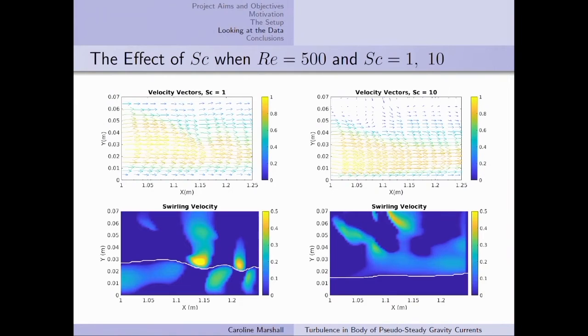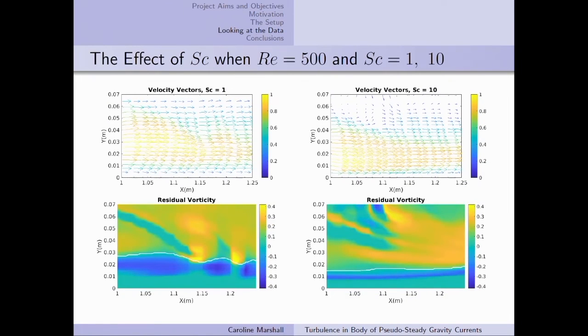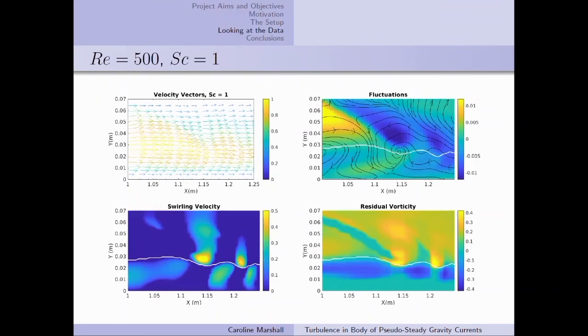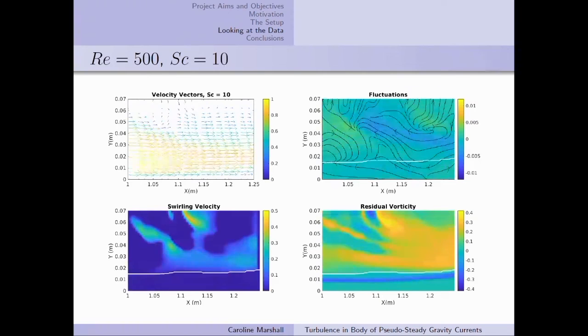So we can see using the other two techniques that there's quite a bit of overlap between what we're seeing. So the white line here is the height of the velocity maximum within the flow. It is quite reassuring to see that we are getting structures in similar places, whichever technique that we use, or not, as the case may be.